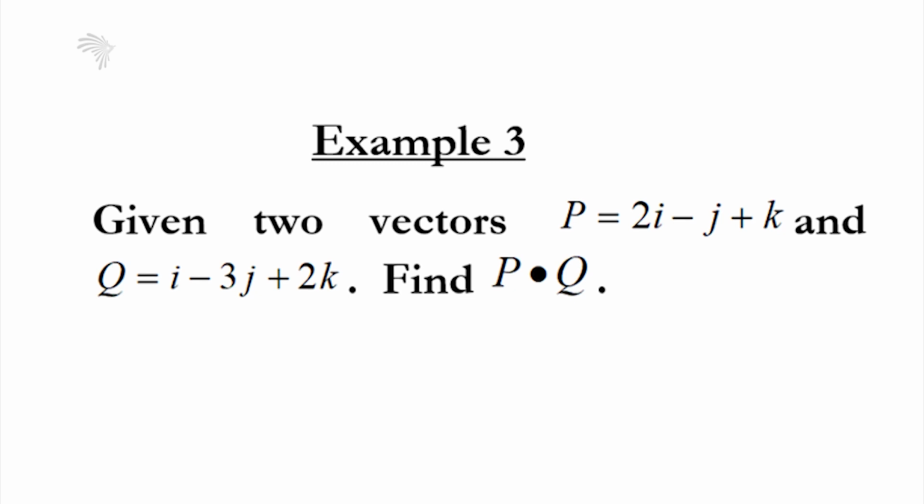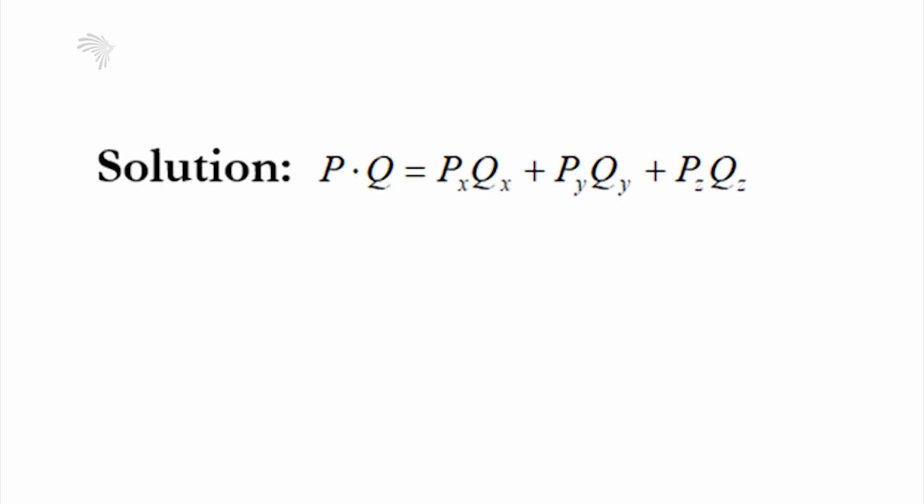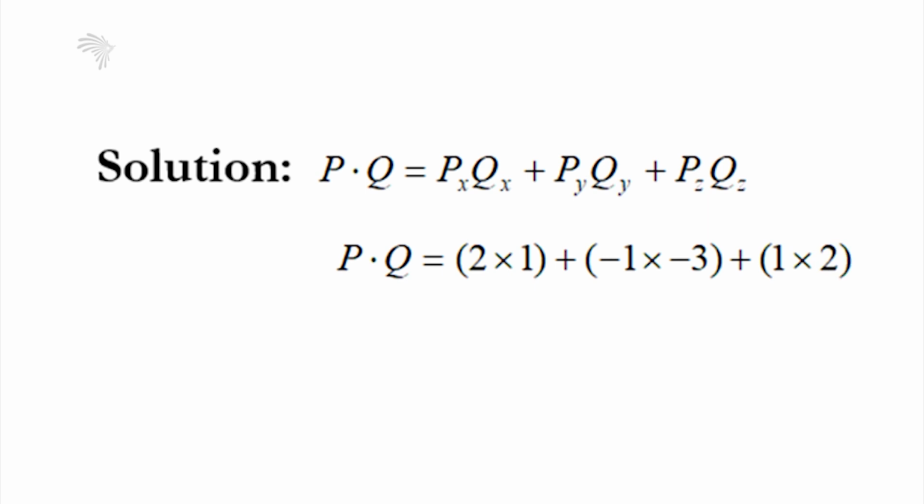To give a solution here, since both vectors P and Q are given in terms of their components, to calculate the dot product of these two vectors P and Q, we have to use the equation which says PxQx plus PyQy plus PzQz. Now let's pull out their components first and substitute in the given formula, and it will be 2 times 1 plus minus 1 times minus 3 plus 1 times 2. And finally, the dot product of these two vectors P and Q equals 7.